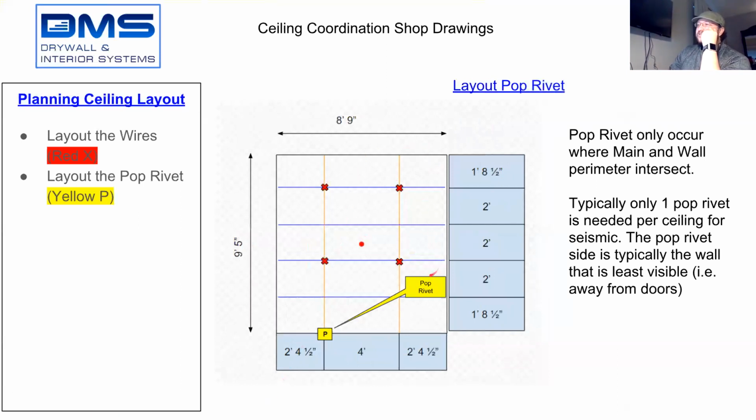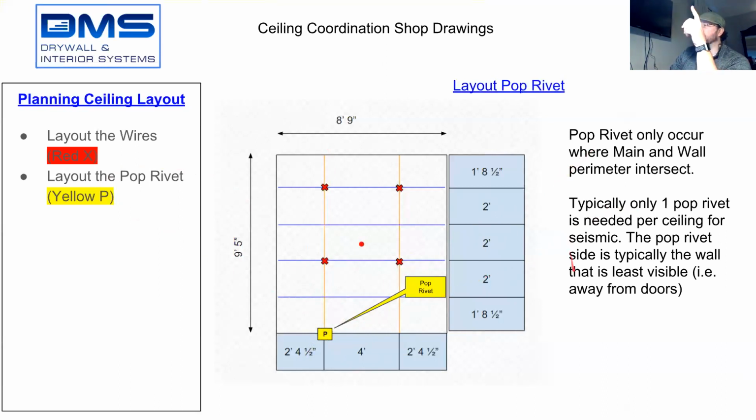On some projects, a pop rivet is required to attach the main to your wall angle, which is at the edge of the perimeter of your ceiling. So some shop drawings require you to put a pop rivet into it. And to identify that, we use a yellow P, and you put that on your shop drawings to identify where the pop rivet will go. In this case, I put the pop rivet along this main over here at the wall.